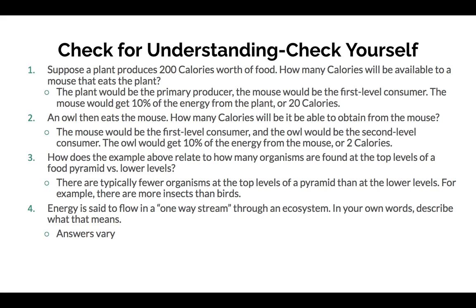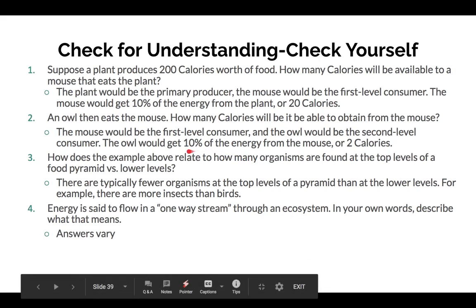An owl then eats the mouse. How many calories would be available for the owl? So the mouse would be the first level consumer, the owl would be the second level consumer. The owl would get 10% of the energy available from the mouse, or 2 calories, right? Because 10% of 20 is 2.